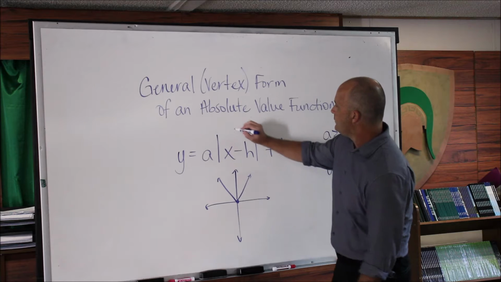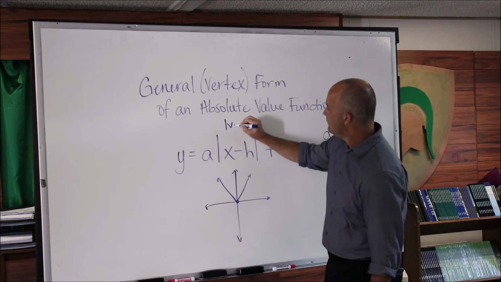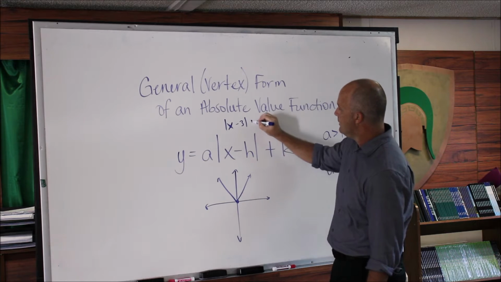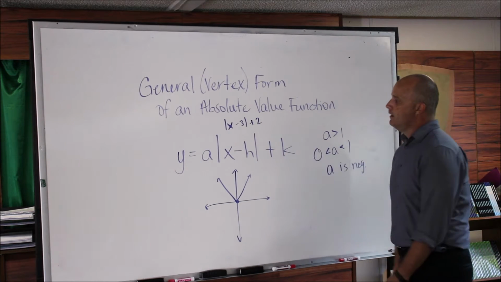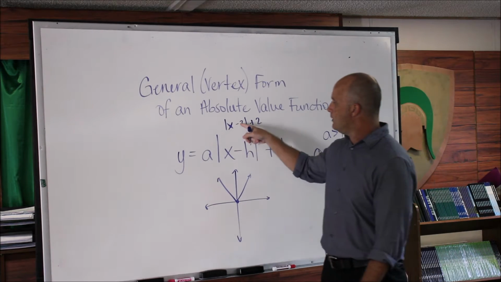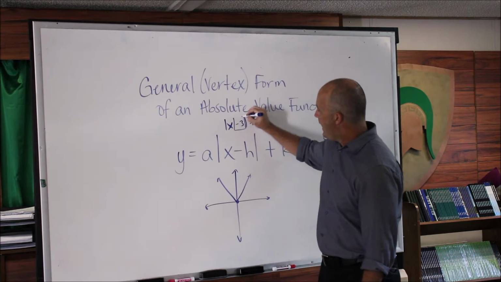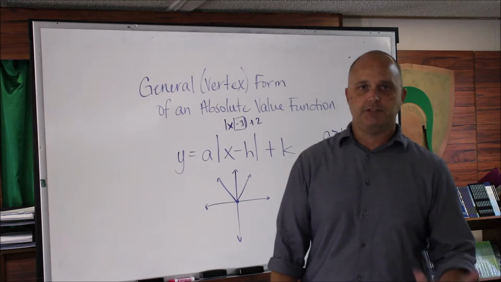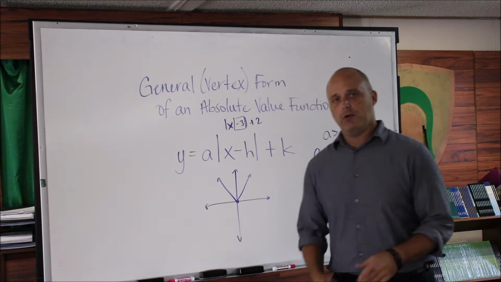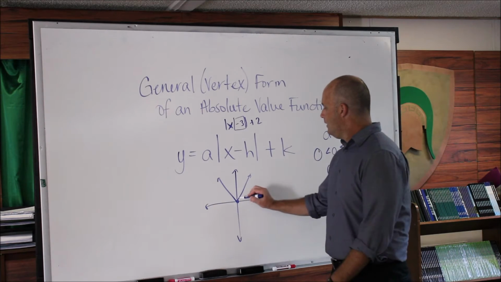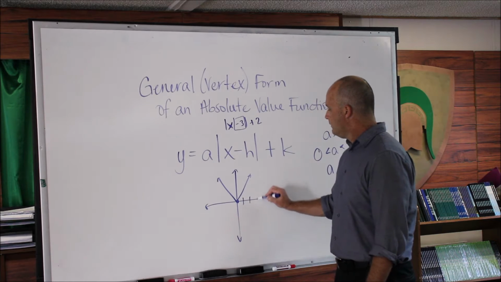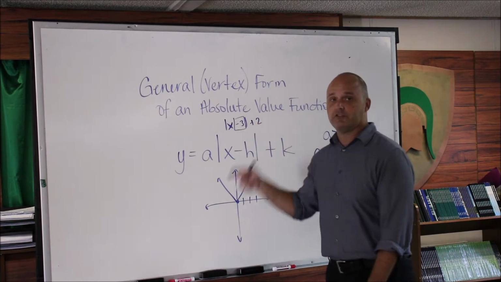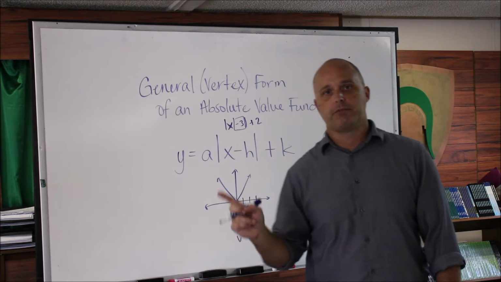If we have, say, the absolute value of x minus 3 plus 2, then the h value is going to be the opposite of that number right there. So instead of being negative 3, your h value is going to be 3. What that tells you is that it's going to move 3 units to the right. Now, if this were x plus 3, then you would be moving 3 units to the left.